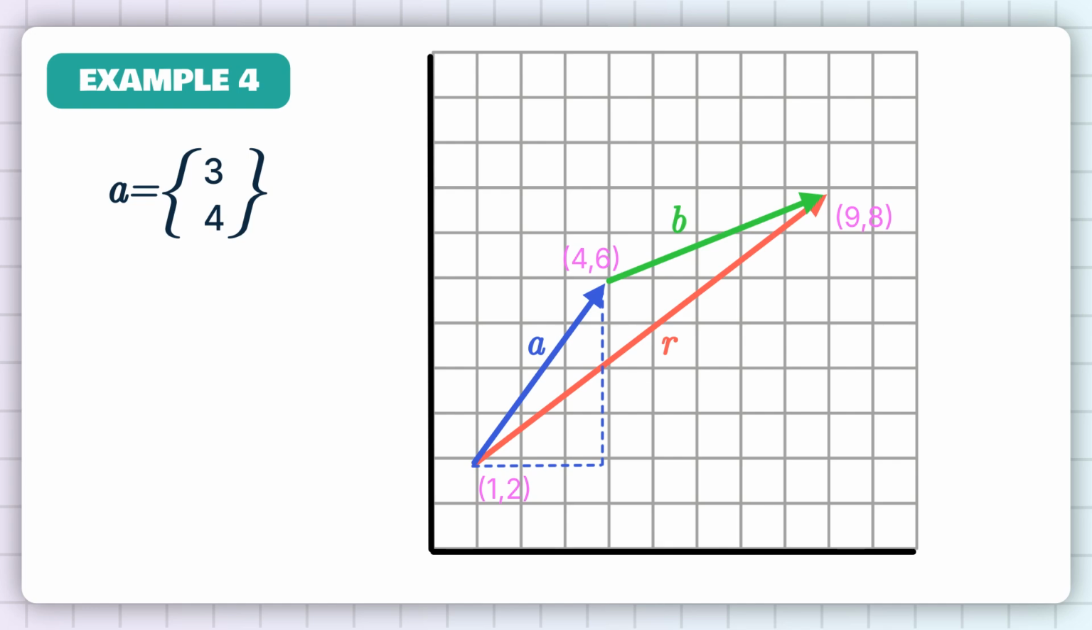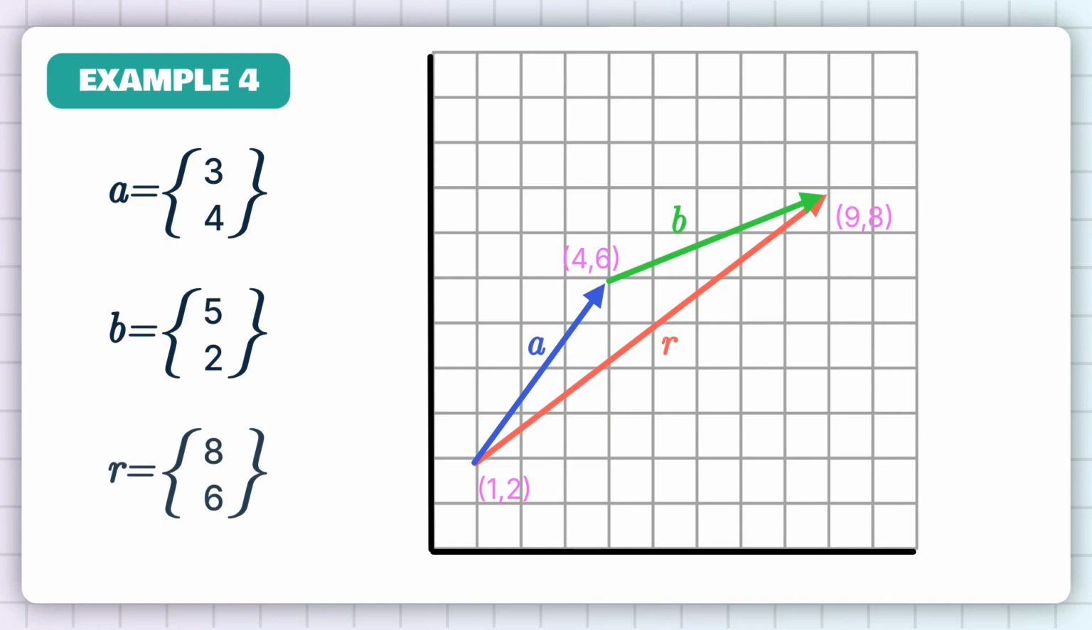If we do the same for vector b, we can see that our top number will be 5 and our bottom number will be 2. If we add these vectors, we get a total of 8 over 6, which shows us the value of vector r.